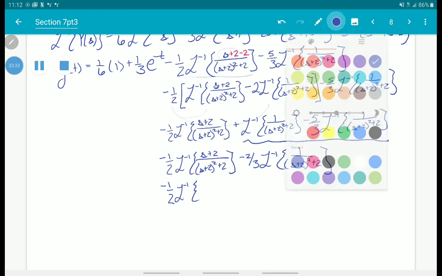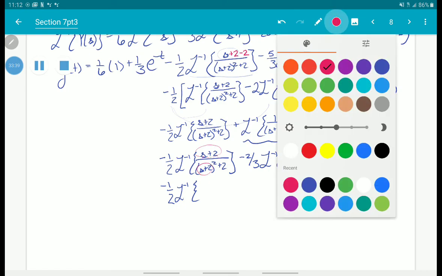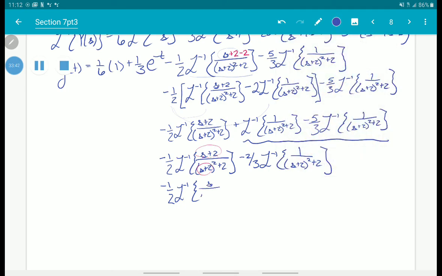Now we can see this guy's an S translation. We have the same thing here and here. So if we were to replace this with an S over S squared plus square root of 2 squared, we see that we took S plus 2 and we replaced it with S. So that tells us we're going to multiply that cosine by an exponential. Same kind of thing here. Laplace inverse. We could view that as S squared plus square root of 2 squared. Taking S plus 2, replacing it with S.